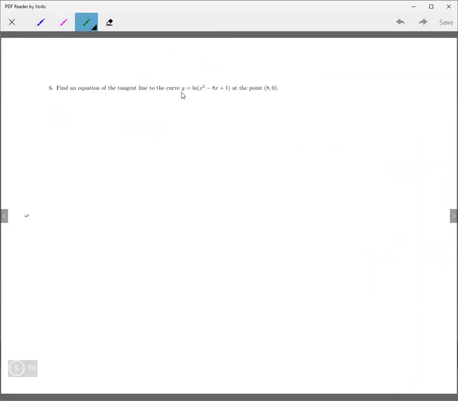Find an equation of the tangent line to the curve at the point (8, 0). Okay, so tangent line to this curve. That means the derivative. For the tangent, the slope is going to be the derivative. That's the slope of the line that we're after. So the derivative is 1 over whatever is inside times the derivative of what's inside, which is 2x minus 8. That's the derivative.